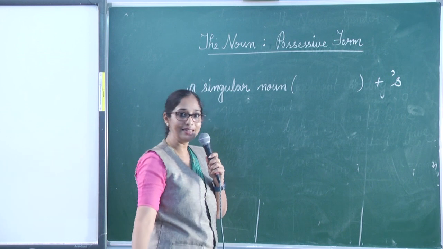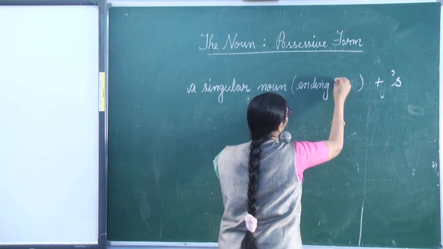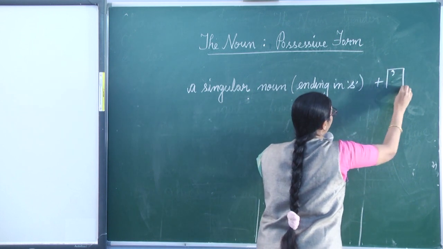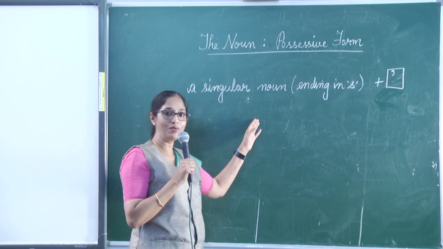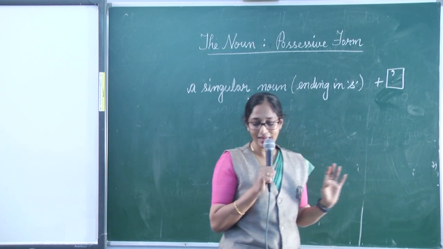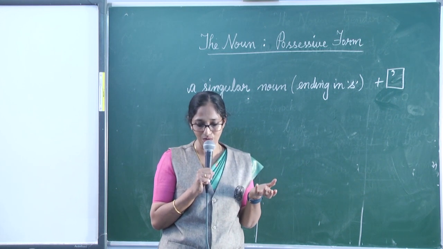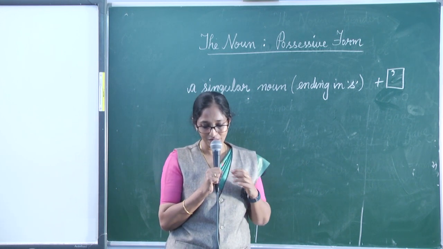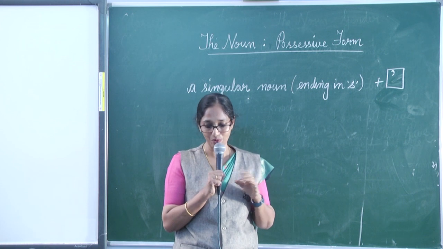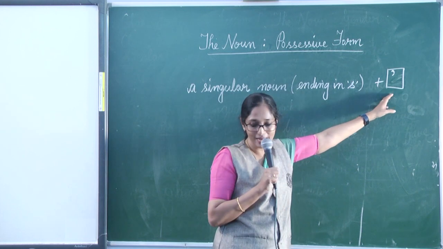So what about a singular noun ending in s? There we put only an apostrophe. If it is a singular noun and if it ends in s, then you need to put only an apostrophe. There are some names which end in s and there are some nouns that end in s. There you need to put only an apostrophe. Now we will not put s. So a singular noun ending in s carries only an apostrophe.